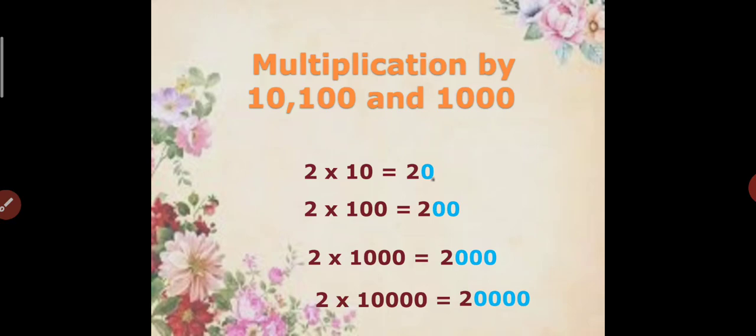So this is very simple. 2 into 10, 20, 2 into 100, 200, 2 into 1000, 2000 and 2 into 10,000, 20,000. The only thing you have to do is write the multiplicand and in the multiplier count how many zeros are there. The same number of zeros you have to add at the right side of 1's place. You will get the answer.